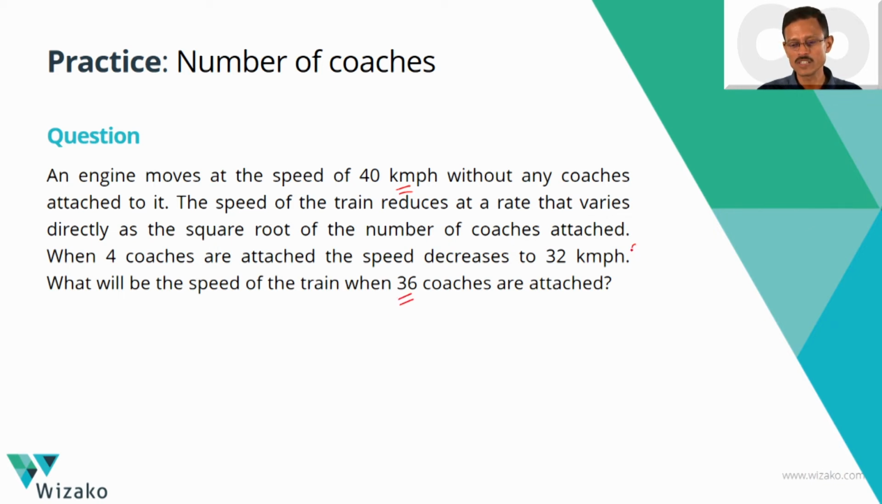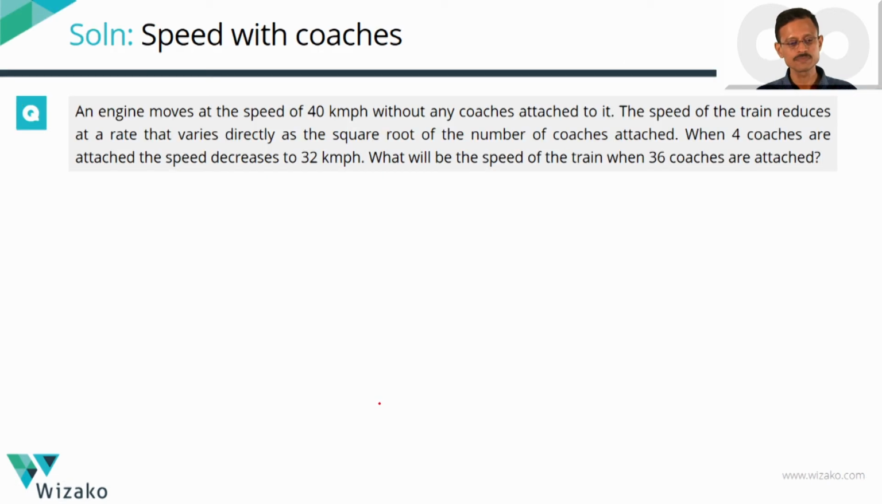We'll come to all of these, we'll use them, we'll come to them eventually. Let's start with setting this question up. Here it says that the speed is equal to 40 kilometers per hour without any coaches attached. If you attach coaches, the speed is going to decrease. Let's say it comes down by a delta S. The quantum by which it comes down is delta S. By what quantum does it come down? That's what this statement tells us.